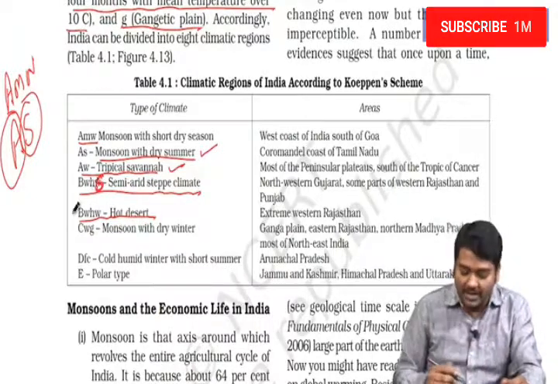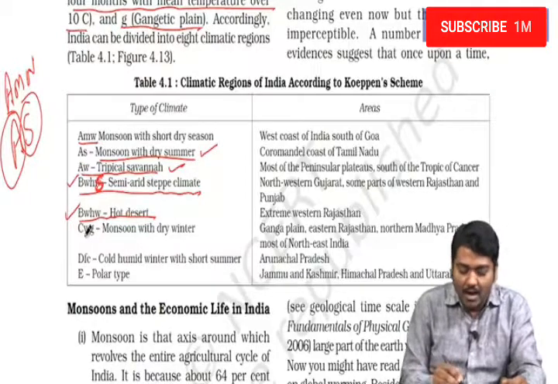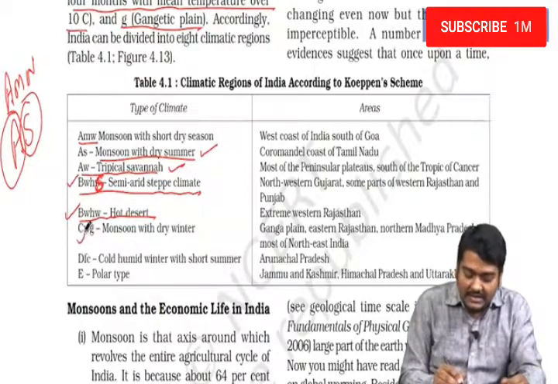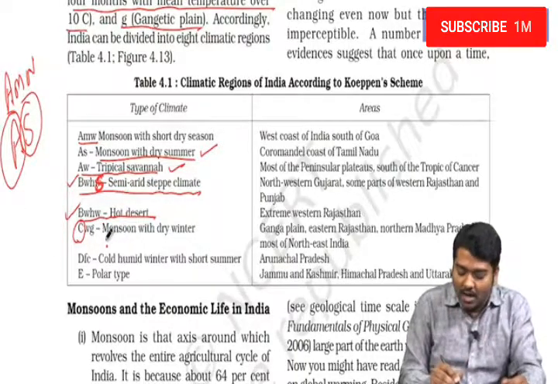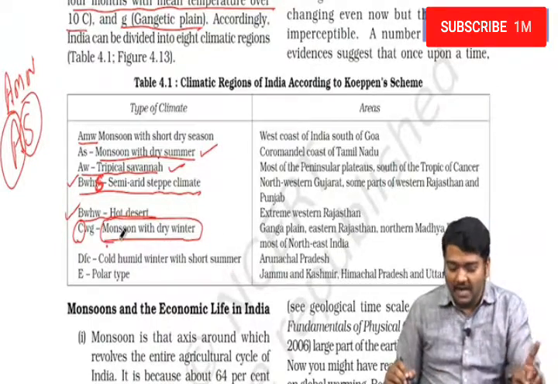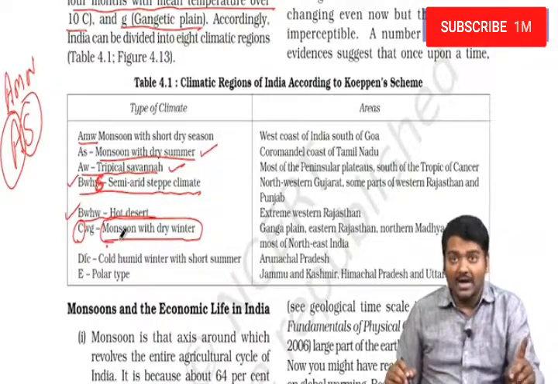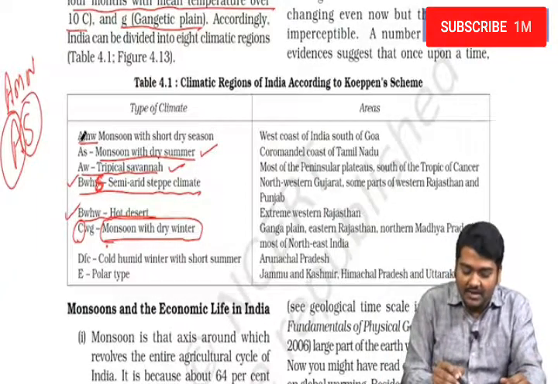S stands for semi-arid, BWHW is hot desert. Then you have CWG, that is monsoon with dry winter. Monsoon takes place, but you have dry winter as well. I'll show you the places properly. First, let's see one after the other.